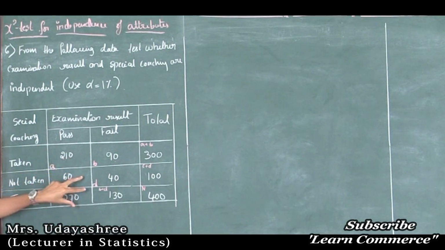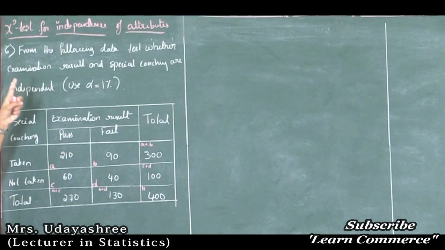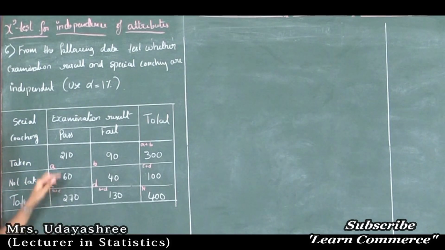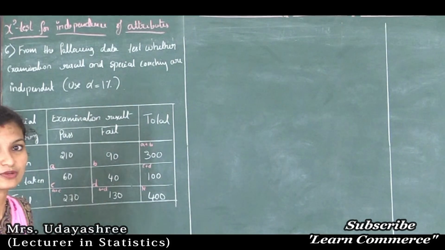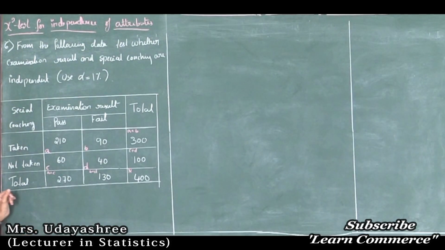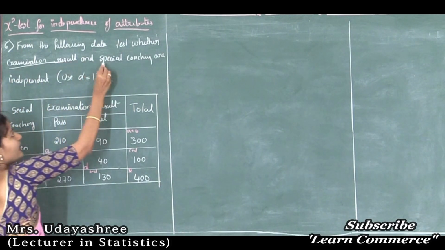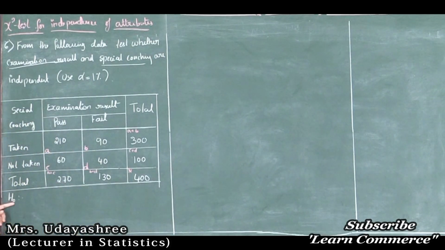Now we can apply the test procedure of the chi-square test for independence of attributes because it satisfies all three conditions. So what is step 1 in the test procedure? Step 1 is setting up the null hypothesis, that is H0. In the test procedure we discussed that H0 is always that two attributes are independent. Here the two attributes are examination result and special coaching. So I will write here H0: examination result and special coaching class are independent.